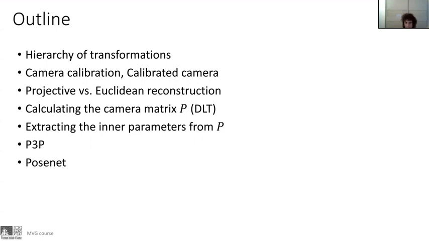We'll study how to calculate a camera matrix. And then, maybe if time is left, we'll speak about some recent work about retrieval of camera pose. Okay, so let's start with the issue of hierarchy of transformations.